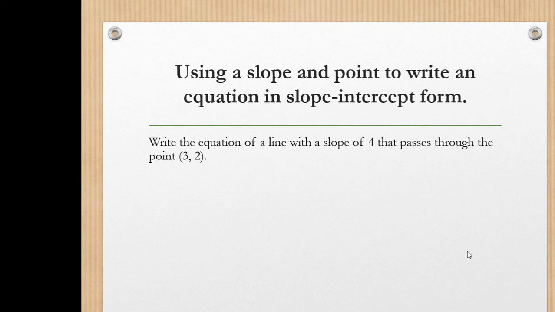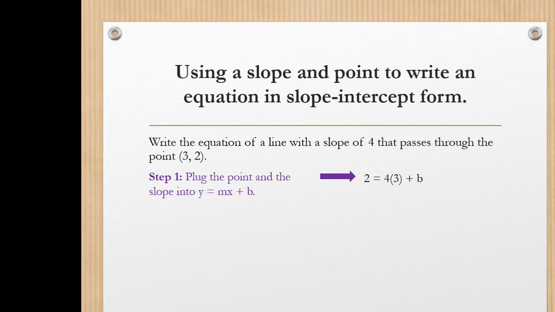The last one is to use a slope and a point to write an equation in slope-intercept form. Our example says write the equation of a line with a slope of 4 that passes through the point (3, 2). First step is to plug the point and the slope into y equals mx plus b. So we know our y value to be 2 equals slope, which is 4, times the x value, which is 3, plus b.